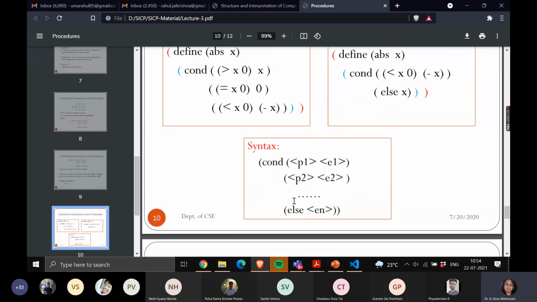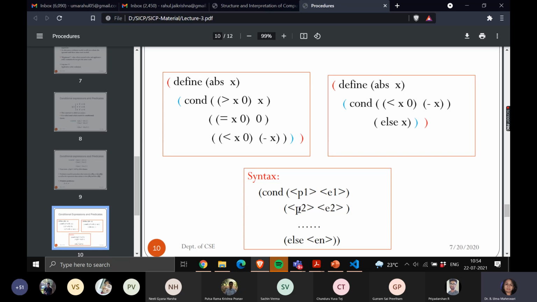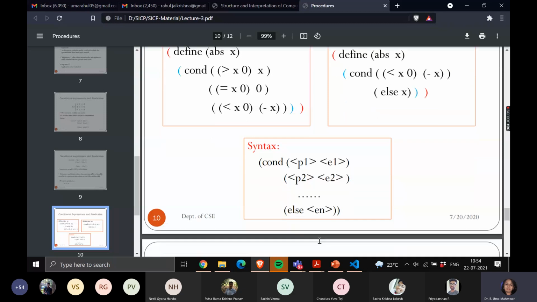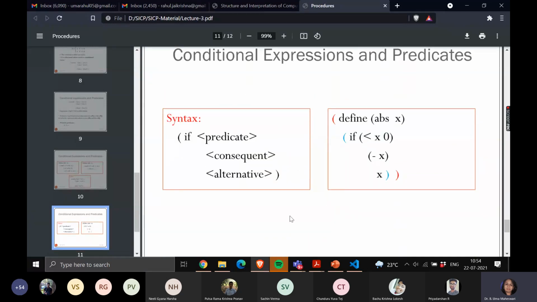In this one, else is also possible. In the previous case I showed you without else, but else is also possible. The else will be executed if all the predicates return false. So this is like an if statement. If the condition holds, execute the consequent, else execute the alternate. Here, x is less than 0, return minus x, else return x.